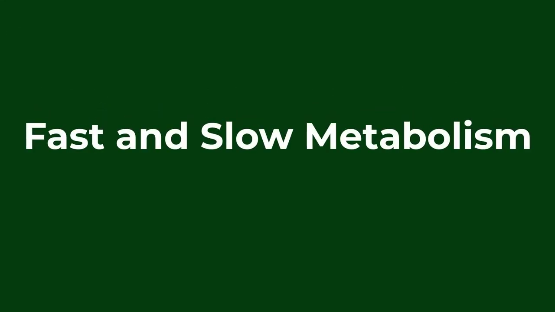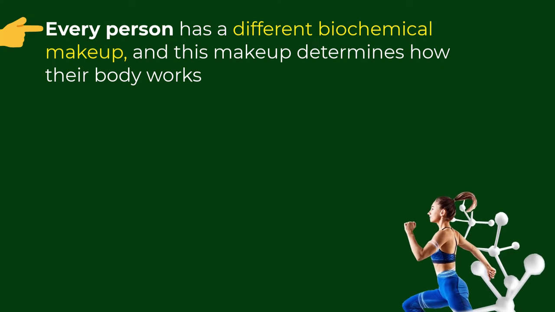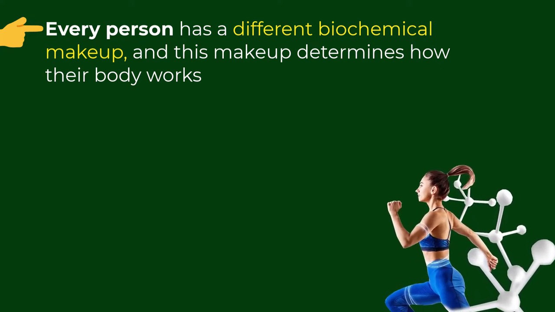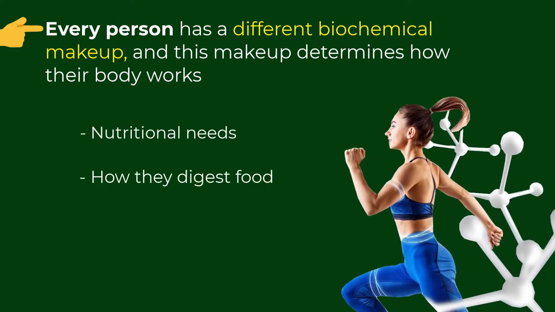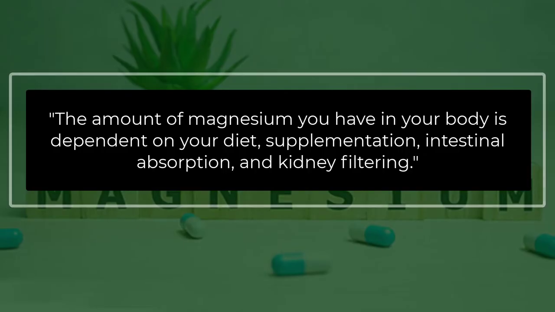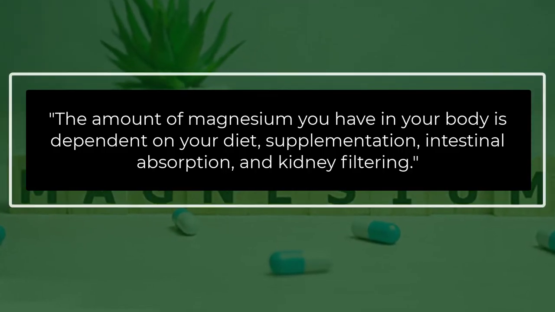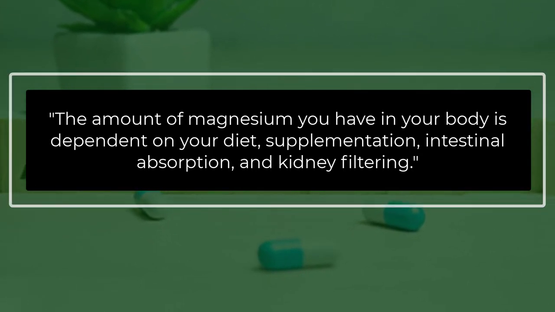Fast and slow metabolism. Every person has a different biochemical makeup, and this makeup determines how their body works. This makeup determines their nutritional needs, how they digest food, and the type of metabolism they have. In the last video, we said the amount of magnesium you have in your body is dependent on your diet, supplementation, intestinal absorption, and kidney filtering.